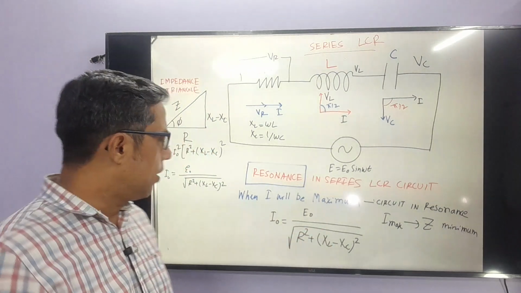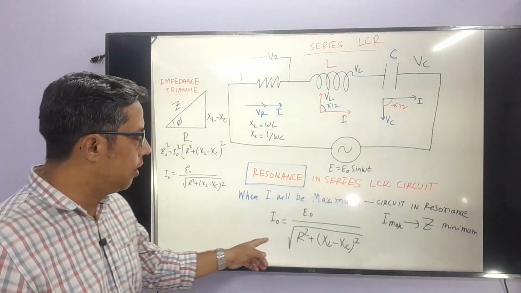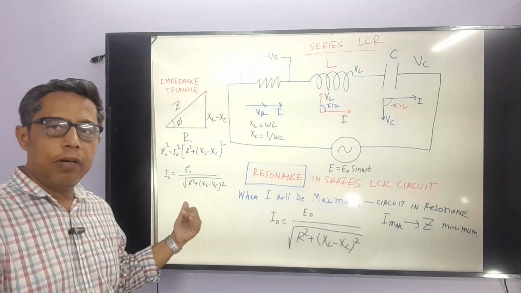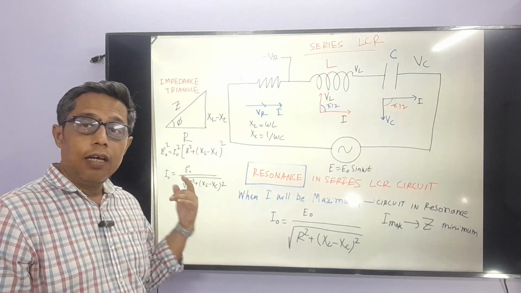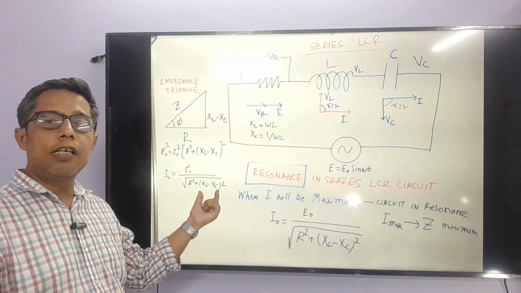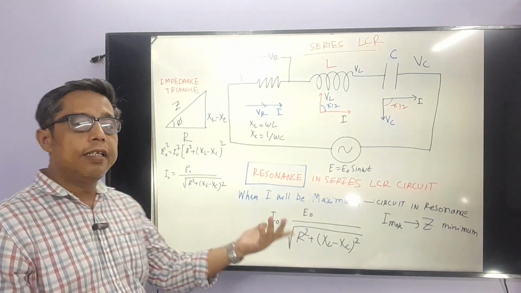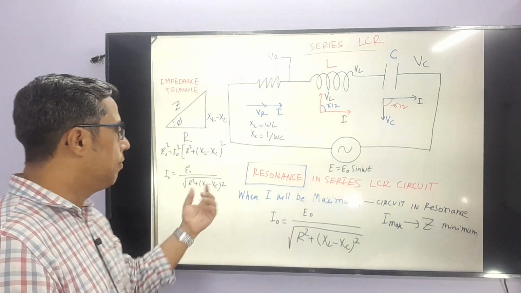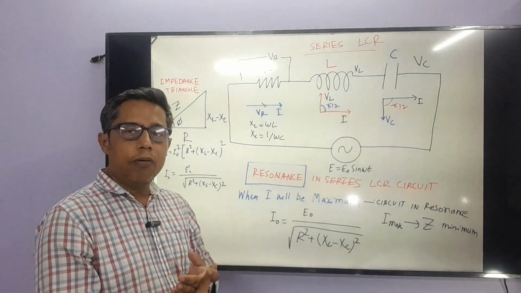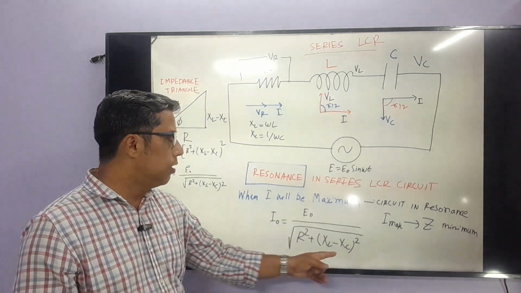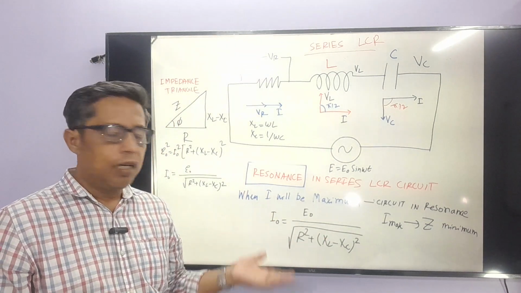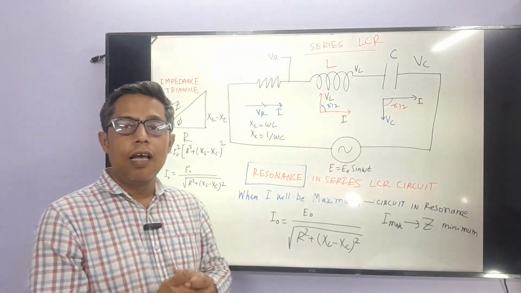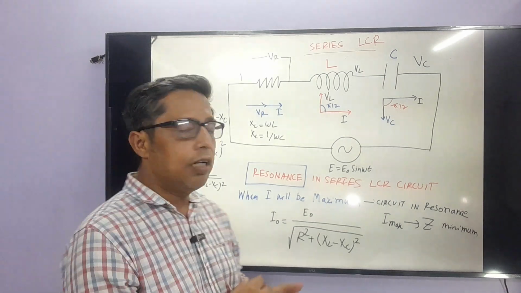Okay. Now what's happened? I need the maximum current. That means impedance should be minimum. It is in the denominator, right? Mathematically. So to make the impedance minimum, I have to make this part 0. That means XL should be equal to XC. So the inductive and capacitive reactances should be equal, so that the contribution will be 0 and current will be maximum. This maximum current is the resonance condition, and that frequency is the resonating frequency.